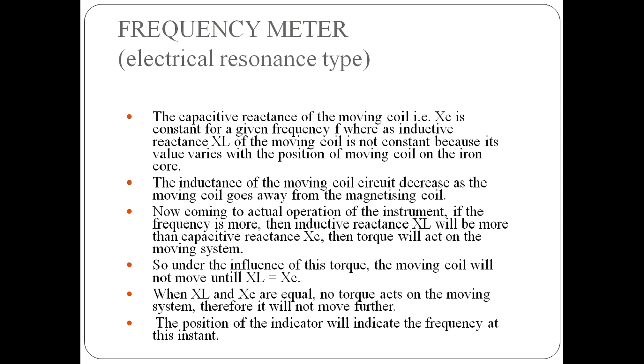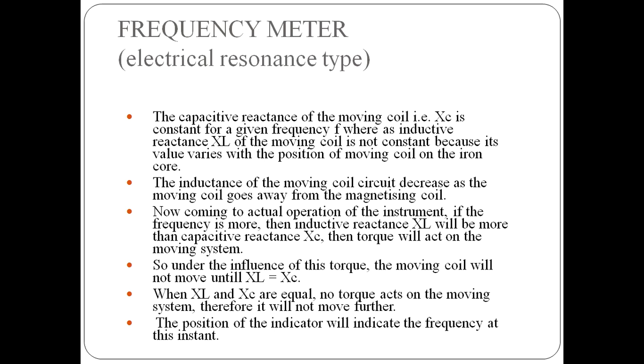The capacitive reactance XC of the moving coil is a constant for a given frequency f, whereas the inductive reactance XL of the moving coil is not constant, because its value varies with the position of the moving coil on the iron core. The inductance of the moving coil decreases as the moving coil goes away from the magnetizing coil.